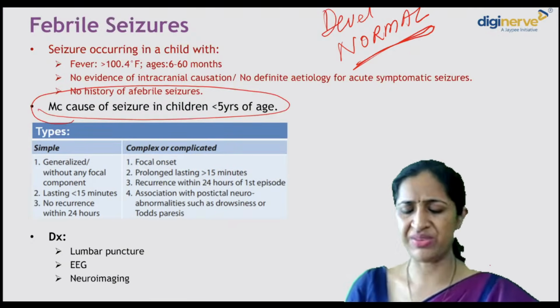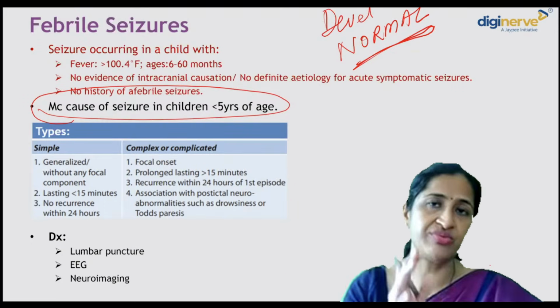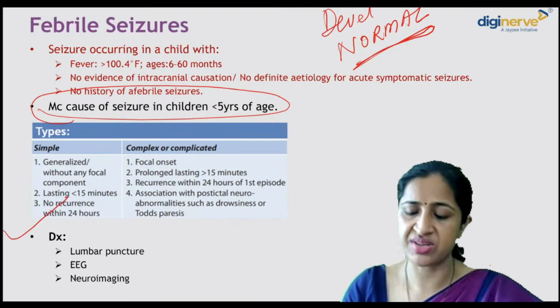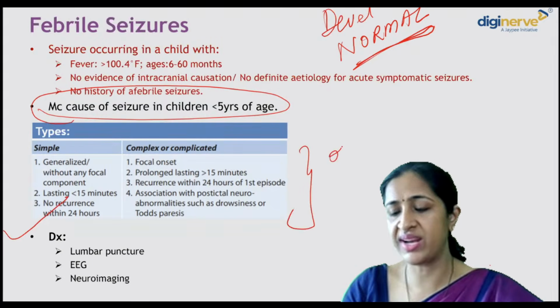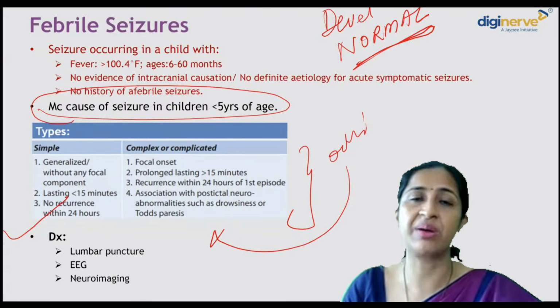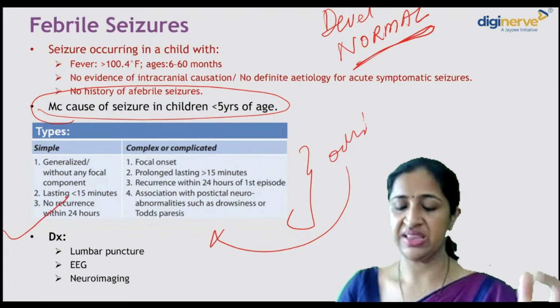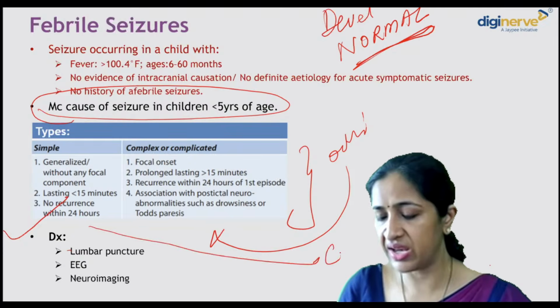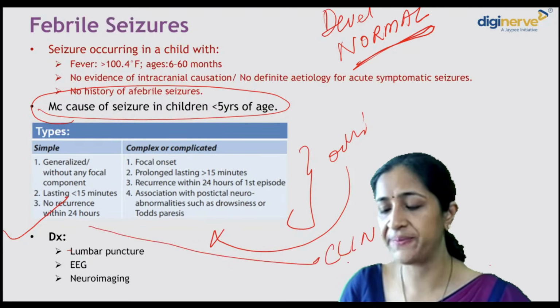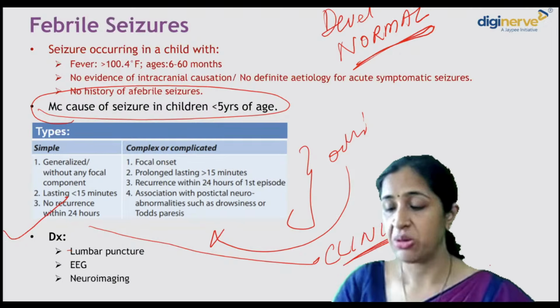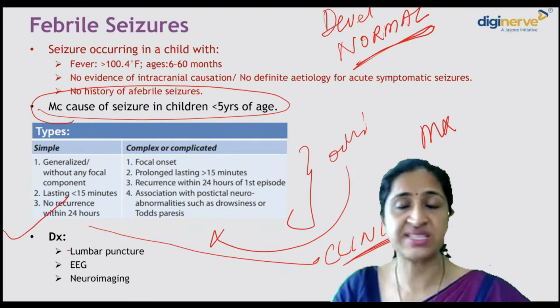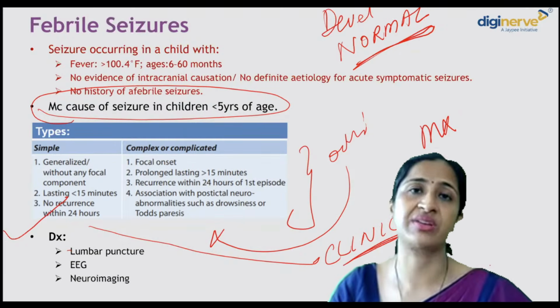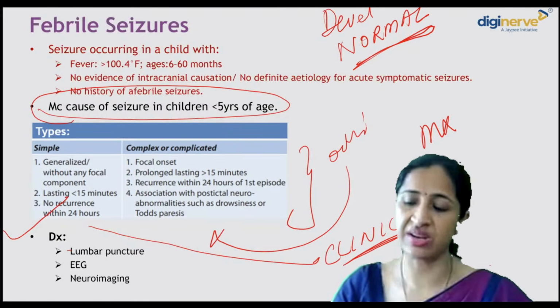Now you have simple febrile seizures, complicated febrile seizures. Whatever I told you will come under simple febrile seizures. Whatever outside of simple febrile will come as complex febrile seizures. The diagnosis is clinical. Okay, there is no diagnostic test which is needed. Diagnose the fever, diagnose the febrile seizures, clinical.